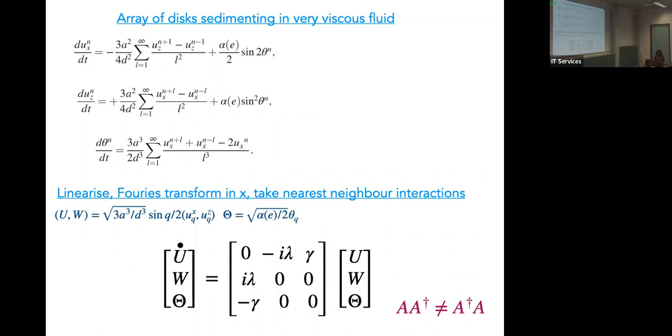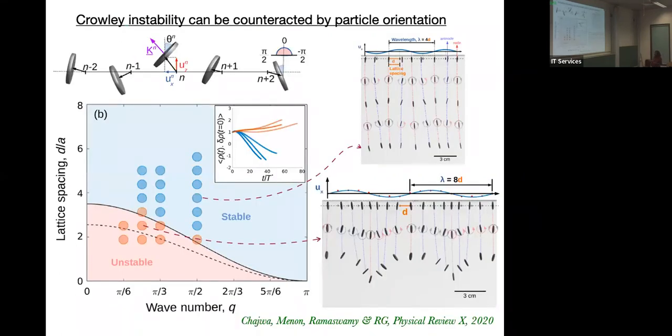And what does that bring us? We will see. So now we were asking the question, is clumping inevitable? Do we always have to have clumping, or is there a region where it can be stabilized by orientation? We will see that yes, it can be stabilized by orientation, but the fact that it's non-normal is going to play a role.